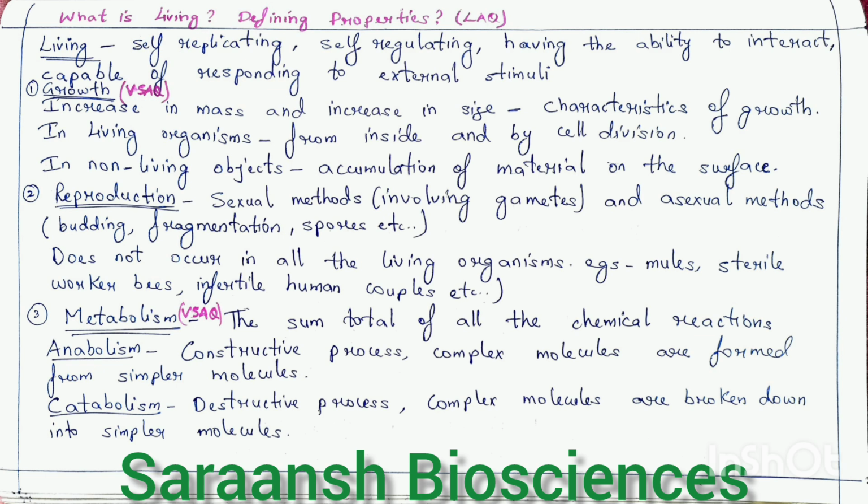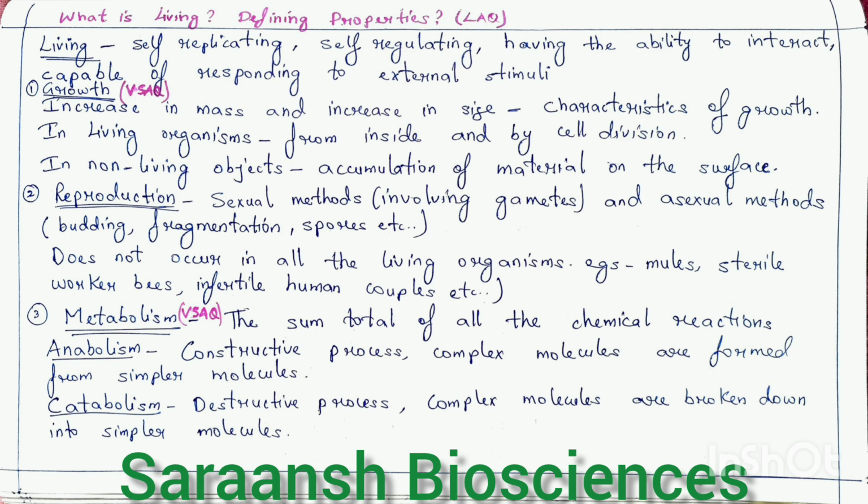A living organism is self-replicating and self-regulating. They have the ability to interact with others, and they are capable of responding to external stimuli. Now, what are the differences between living organism and non-living things? So what are the properties that distinguish living organism from non-living things?